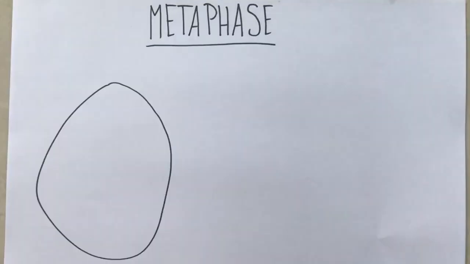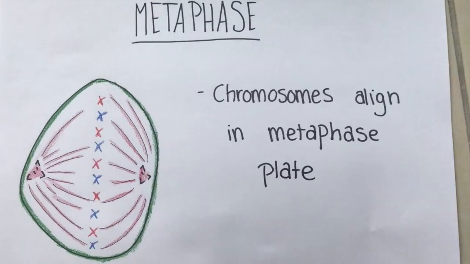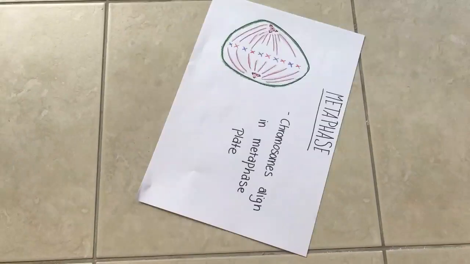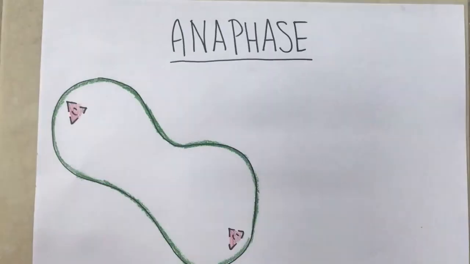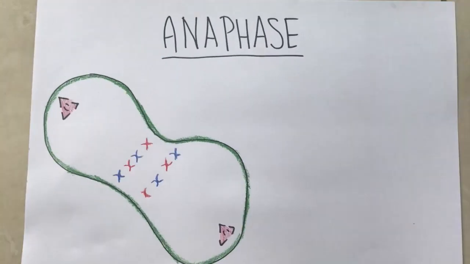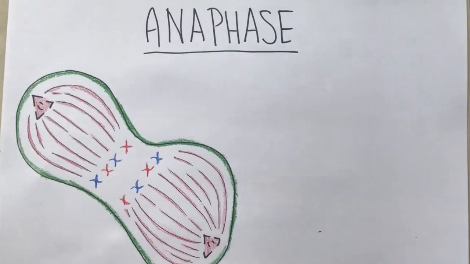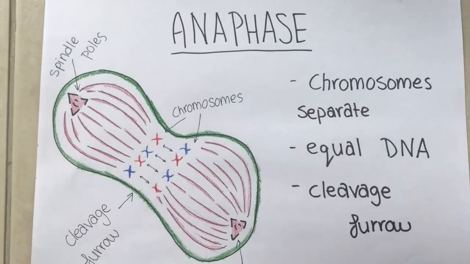Metaphase. During metaphase, chromosomes line up in the middle along what is known as a metaphase plate. The microtubules, which make up the spindle, then attach to these chromosomes so that they are ready to be divided. Anaphase. During anaphase, the chromosomes are pulled apart and moved towards either end of the spindle. Both sides have exactly the same genetic material. The cleavage furrow begins to form so that the cell membrane is prepared to split.